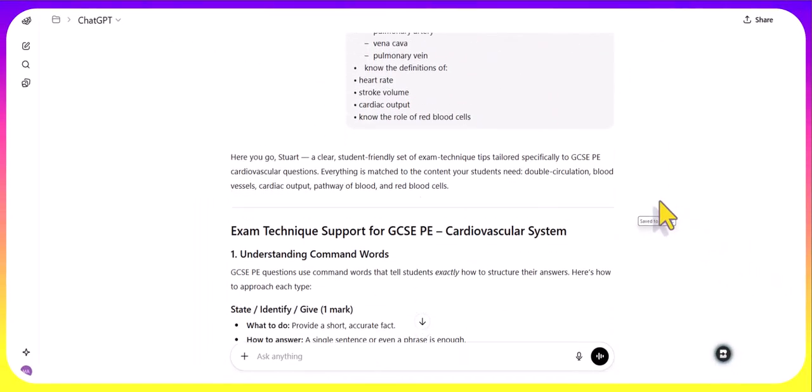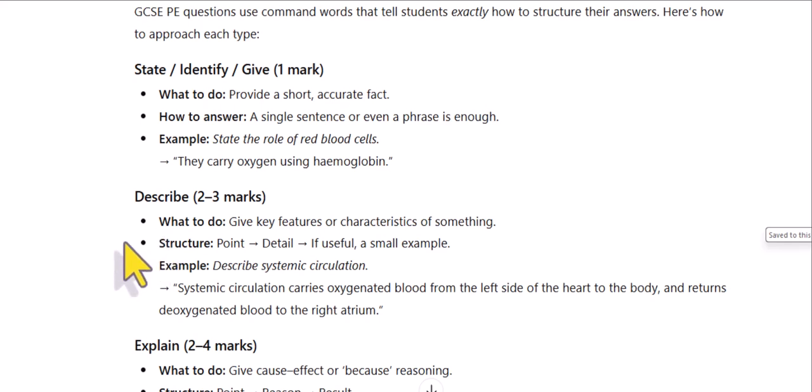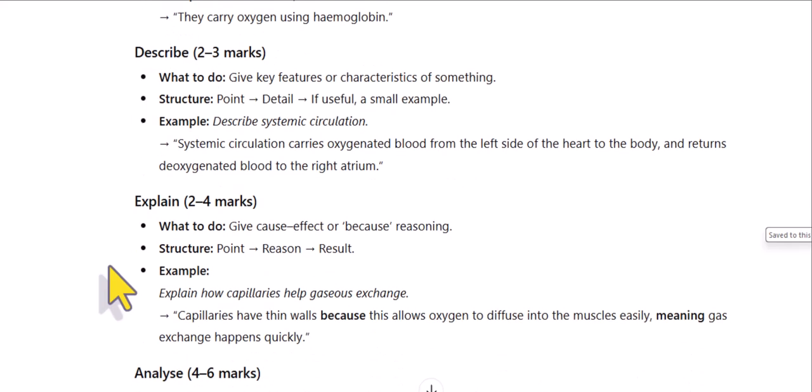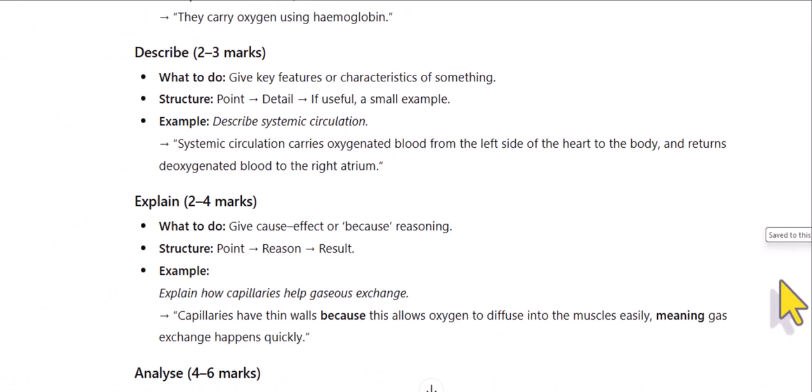So if we go down, we can see that it's saying, here's some exam techniques to support your students' understanding of command words. It's identified each of those command words, and it's saying what to do, how to answer, and gives an example. Same with describe, what to do, here's the structure, here's an example. So this is a sort of thing that you could potentially pick up, use to teach your students, you can distribute it to your students. It goes on further talking about explain there, what to do, structure and example.